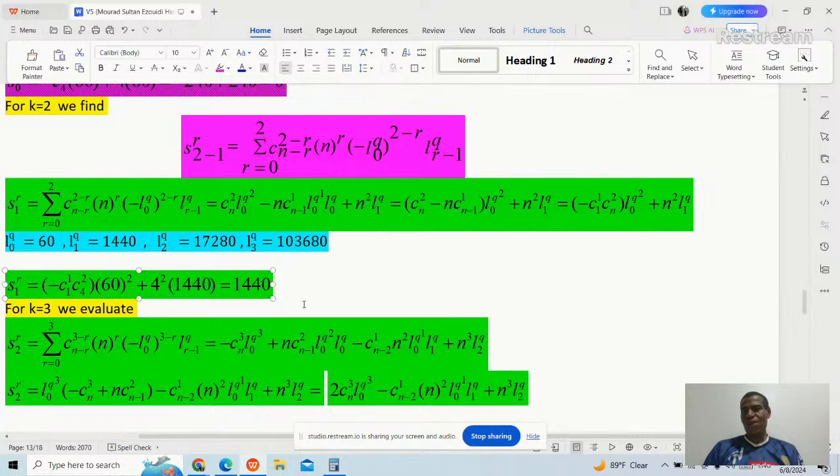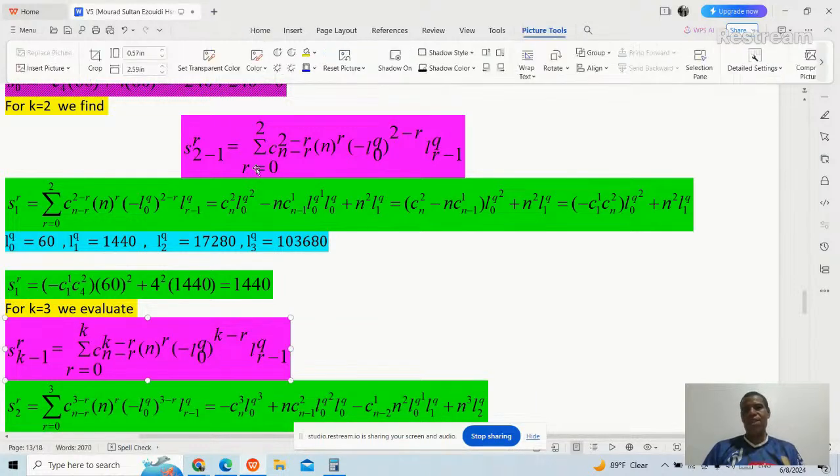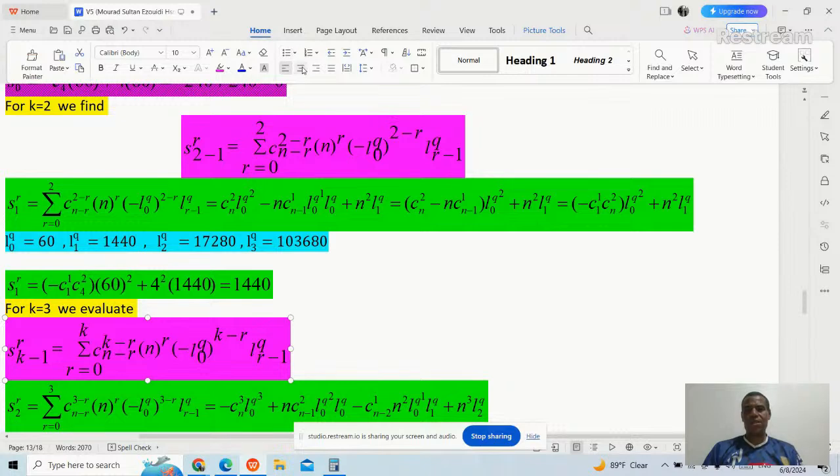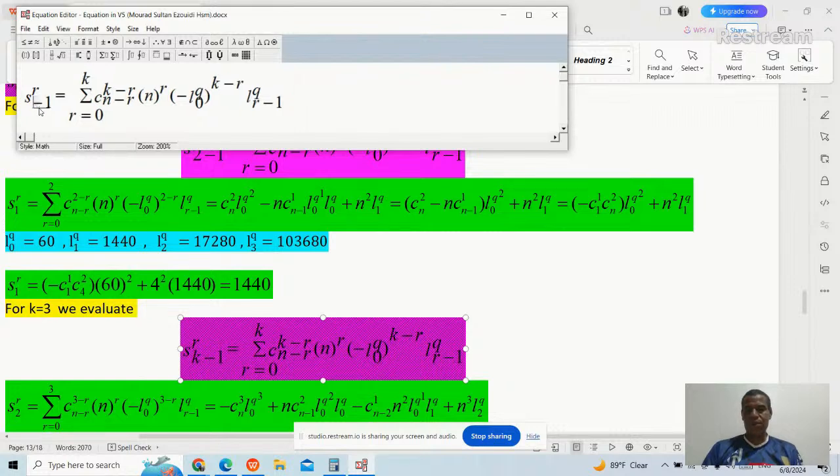Okay, now we want to evaluate the value of S3. I will just set k equals 0 in the discriminant formula of Mourad Sultan. Okay, I will just replace k, learners, with 3 to get 2. So it will be S3 minus 1 will give you immediately S2, from the sum from 0 to k, learners, is 3. Okay, combination n minus r choose 3 minus r. Because I set k equal 3 times n raised to the power r between parentheses negative Δ0 for the q raised to the power 3 minus r, Δr minus 1 over the q.